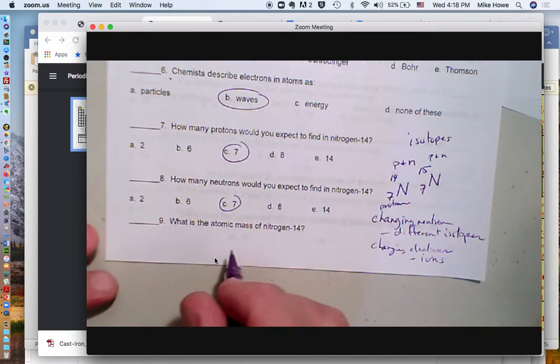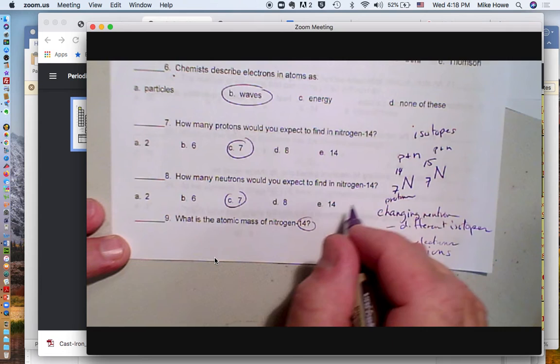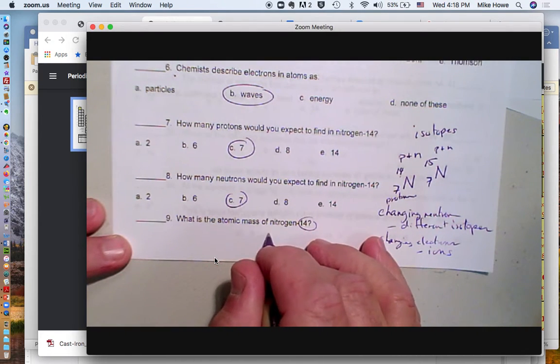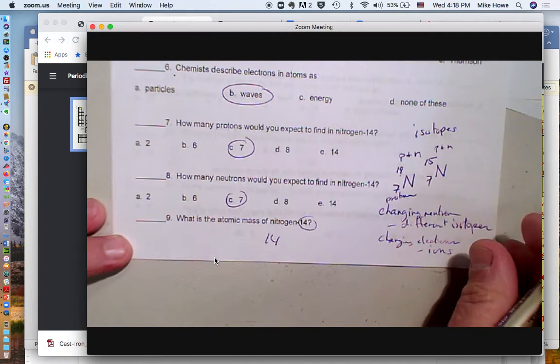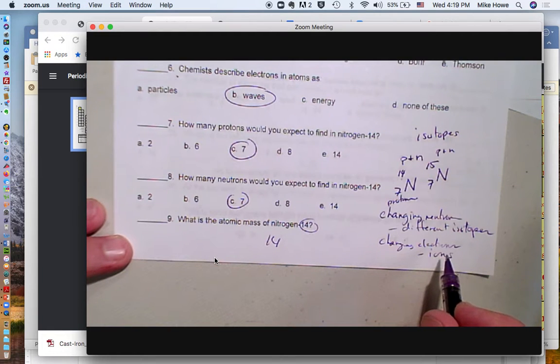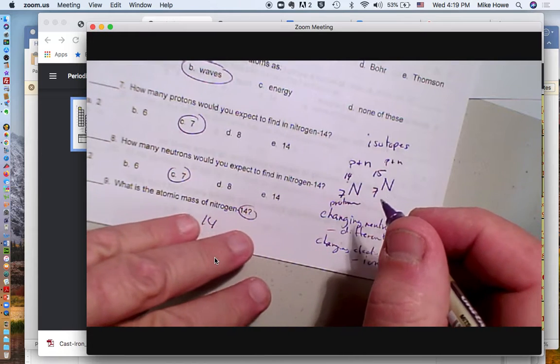Okay, so the atomic mass of nitrogen-14 is 14. That's the mass. Okay, so that would be 14. The answer is 14. It's on the next page. All right, so changing electrons, again, if you change electrons, you're changing the charge, and that means you're changing ions. So let me show you.